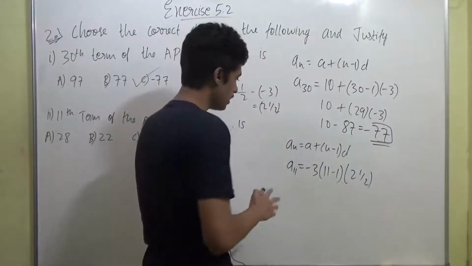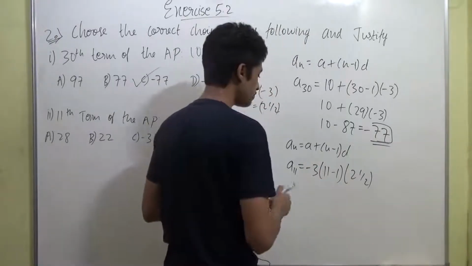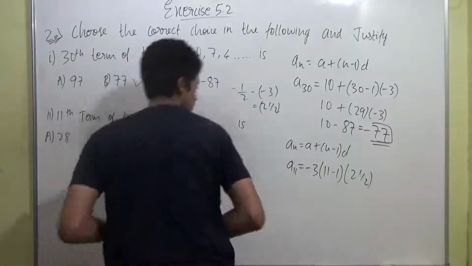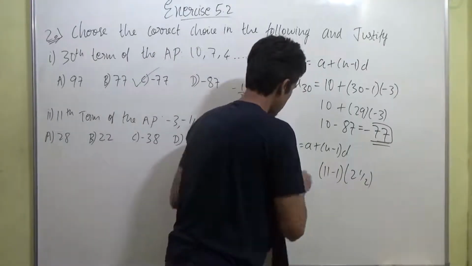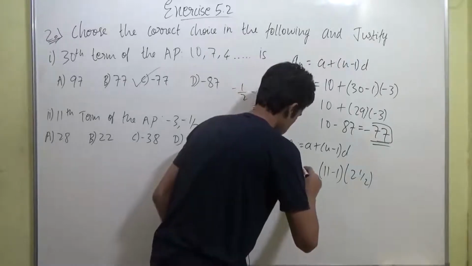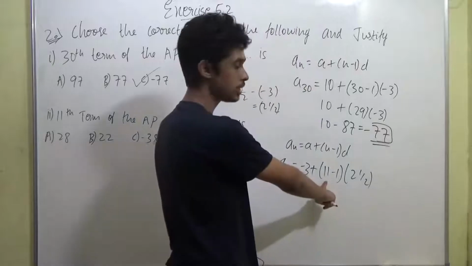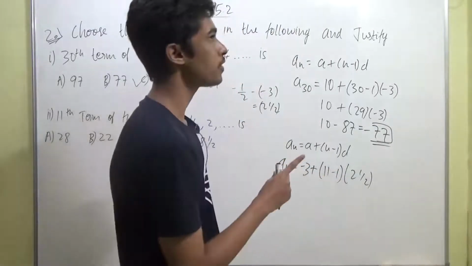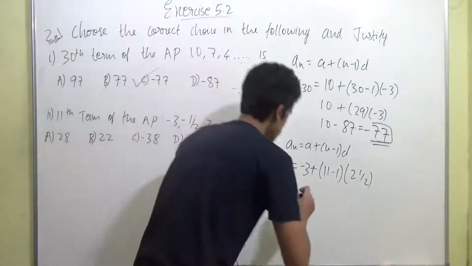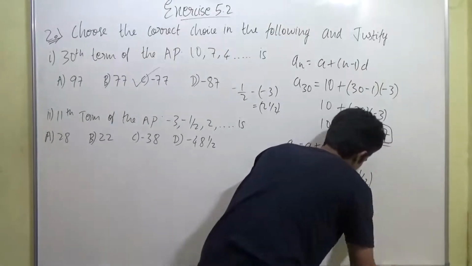Now let's solve it, guys. It's going to become, oh sorry, this is minus 3 plus, I didn't put plus here. So a of 11 is minus 3 plus this thing. So this becomes 10, because 11 minus 1 is 10. 10 into 2.5 is 25. So it is minus 3 plus 25, which is equal to 22.